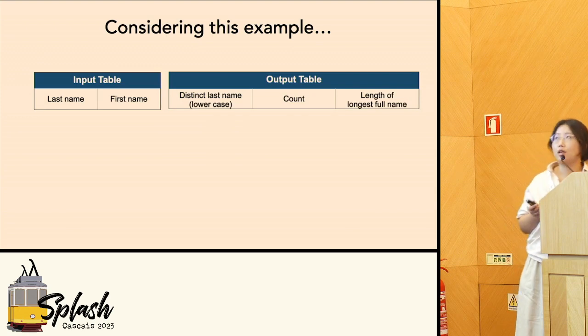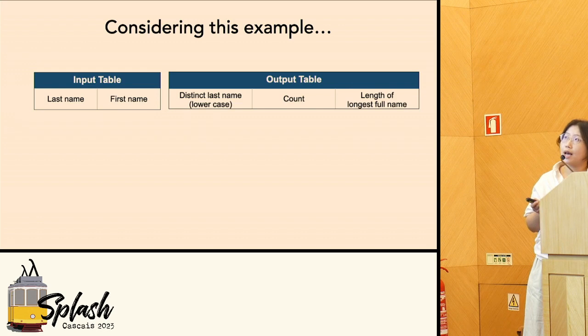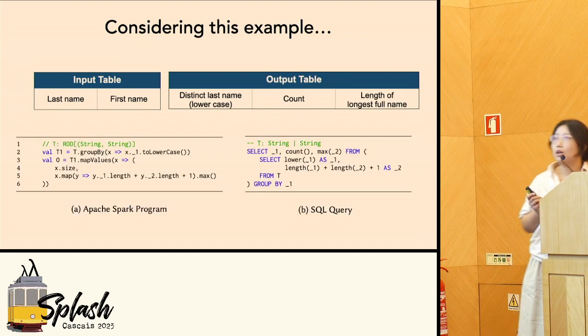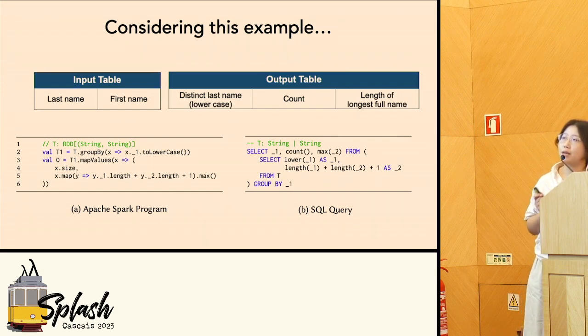Here, the input table has two columns, last name and first name. I would like to write a query that generates an output table where the first column indicates the distinct last names in lowercase, the second shows how many people have the same last name, and lastly, the length of the longest full name for each distinct last name. Here I show you the program that we would write to take this input table to this output table, in both an Apache Spark program and a SQL query.